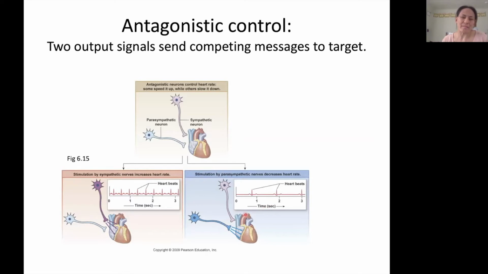I just want to point out that this is not a binary situation, right? It's kind of like a tug of war. The sympathetic nervous system is going to speed up the heart rate, the parasympathetic nervous system is going to slow it down, but there's this push-pull, and the heart rate that you end up with at the end is basically the result of this push-pull between these two different output signals, okay?